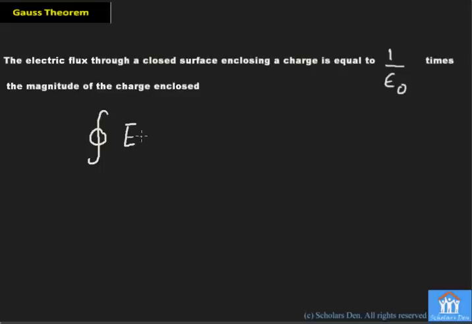Now, the integral of E dot dS is equal to 1 upon epsilon naught times the total charge enclosed. We know that E dot dS is a term known as flux, so this will contribute the flux. So for any closed surface, the flux is equal to 1 upon epsilon naught times the total charge.